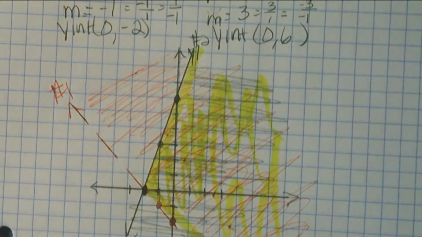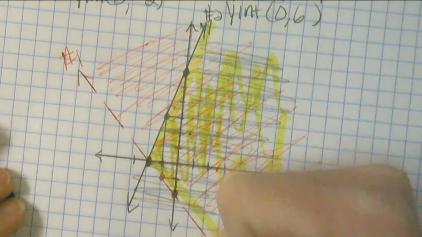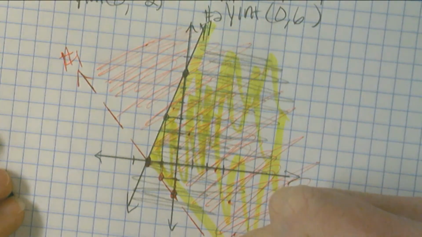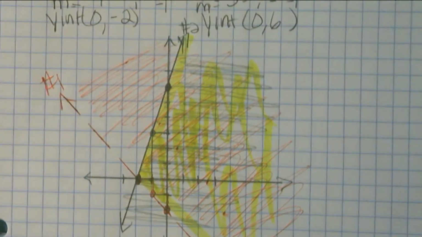I would do the same thing on the other one. I have y is less than that line. So that means that I'm shading where y is smaller than that line. And again, if I put 0, 0 in, 0 is less than 6, and that's true.